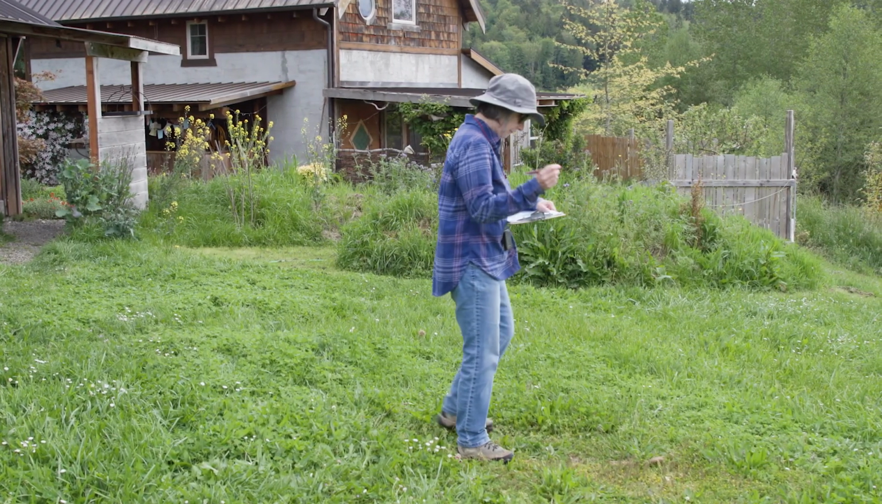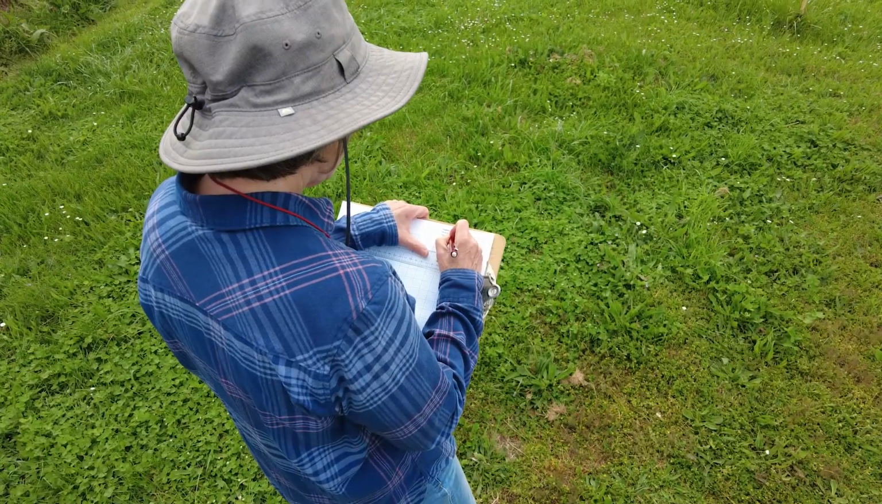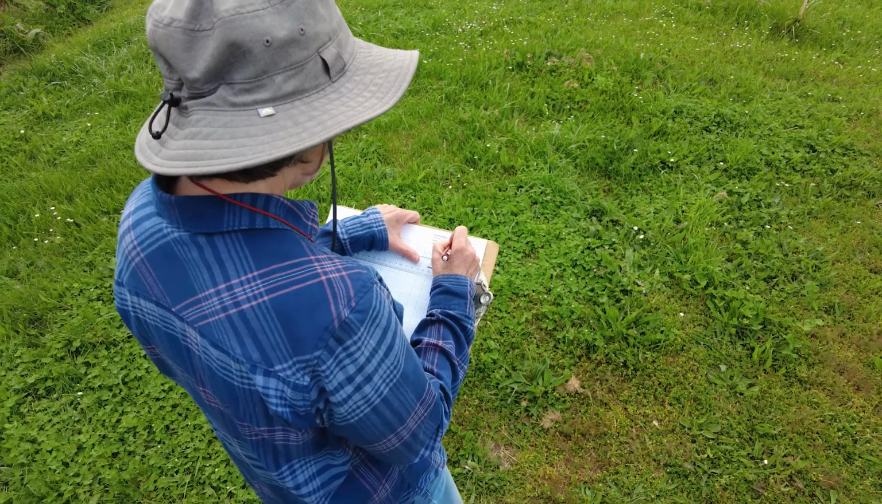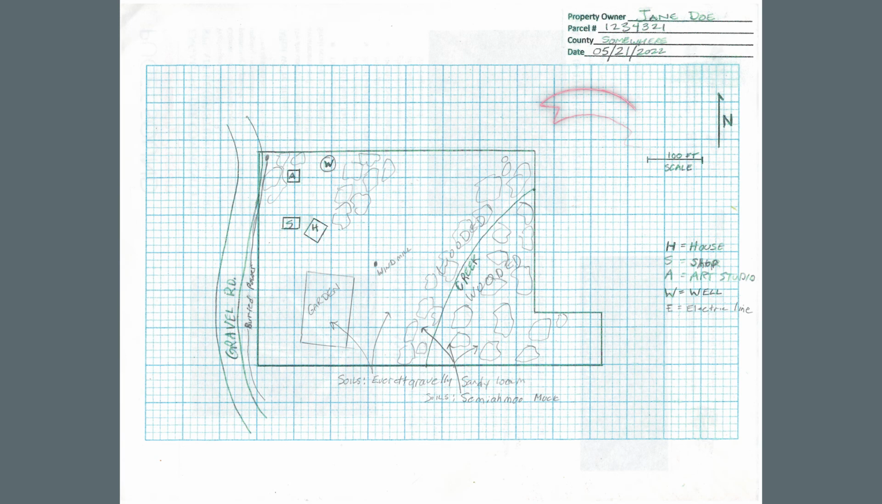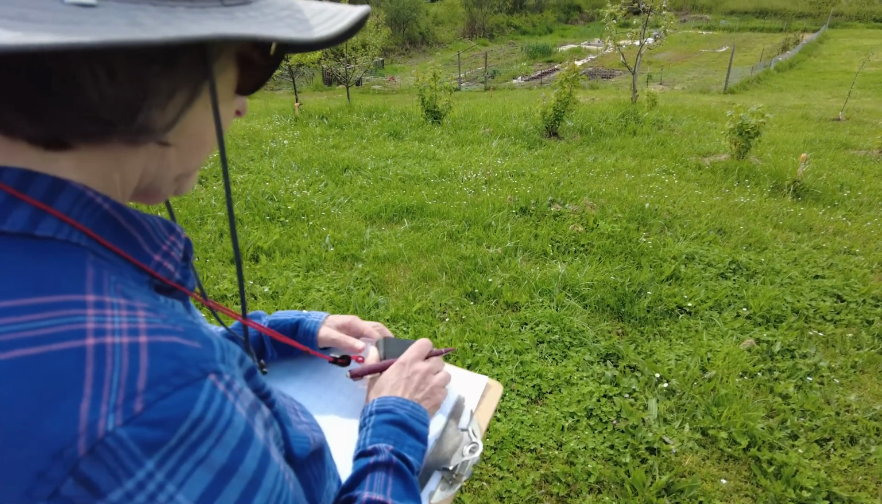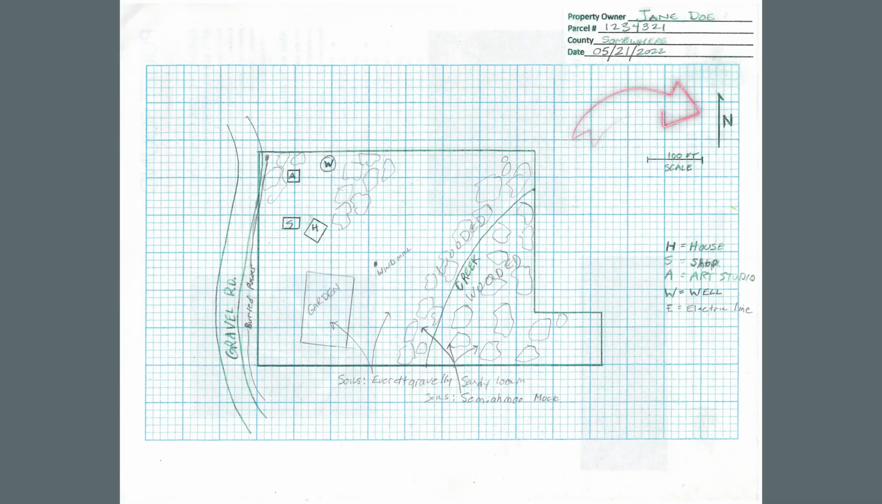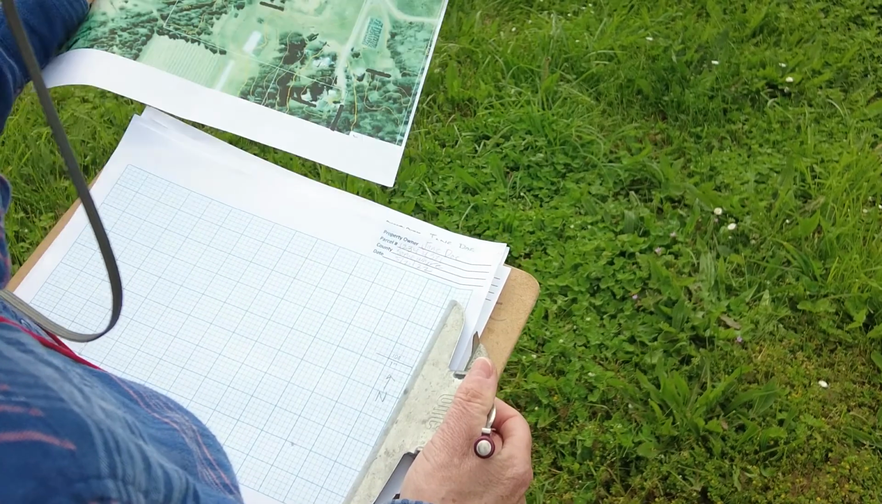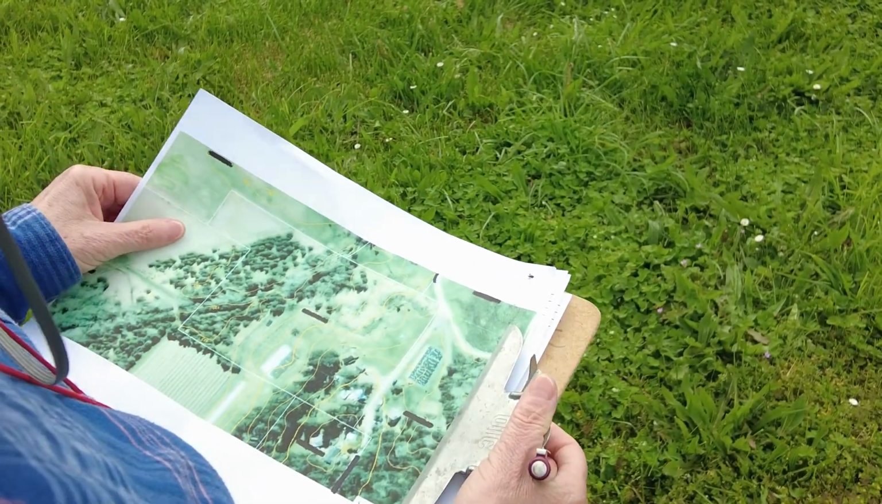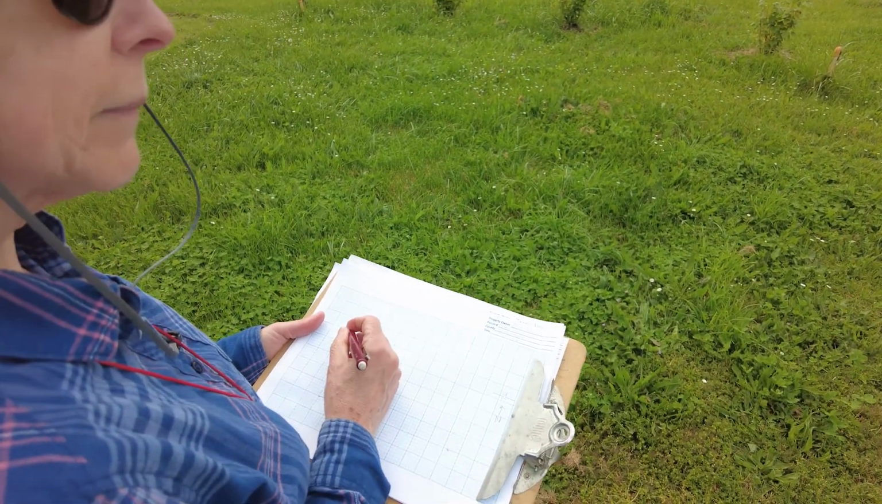First, decide what size scale to use. You might want to go bigger or smaller depending on how large your property is or how detailed you want your map to be. Draw the scale on your graph paper for easy reference. Next, get your compass and determine which way is north. Mark an N with an arrow in the direction of north on your map. With aerial maps, north is typically oriented at the top of the page. The next step is to draw the outline of your property.